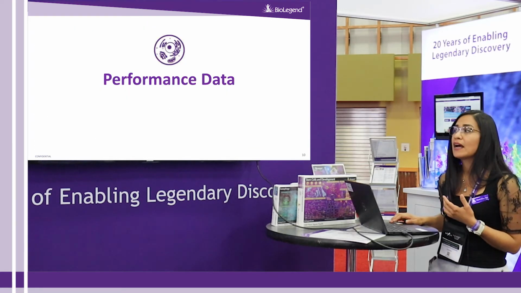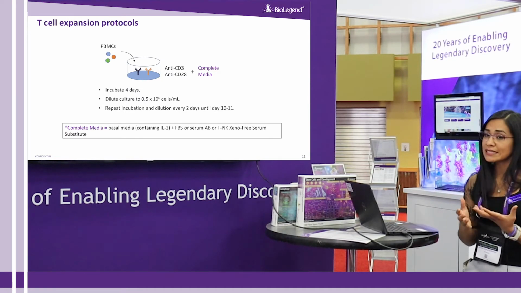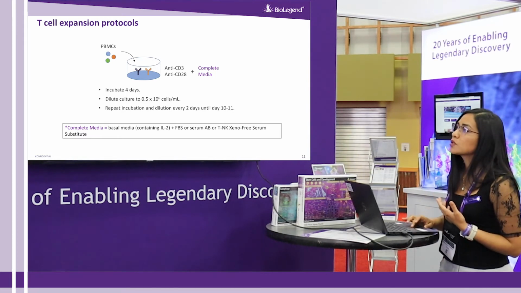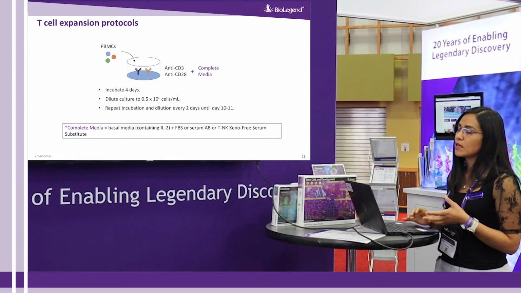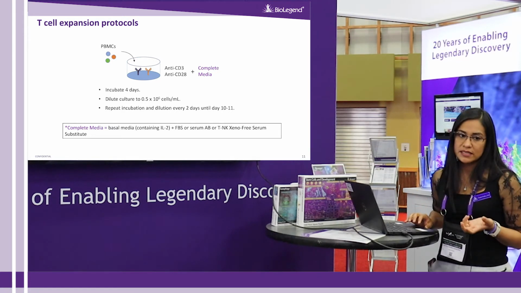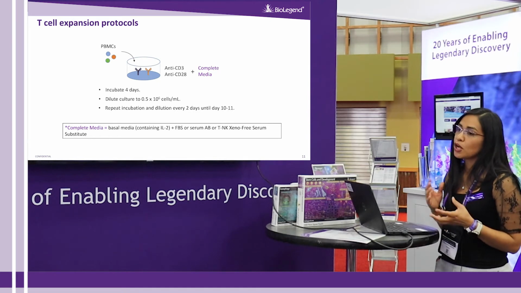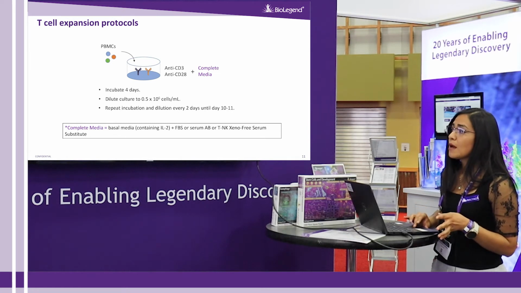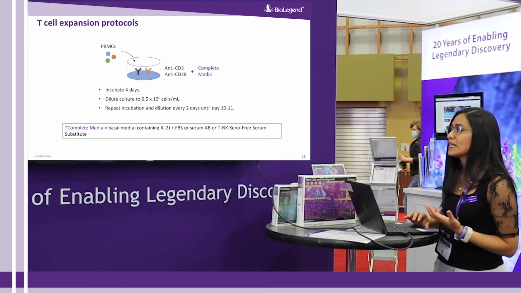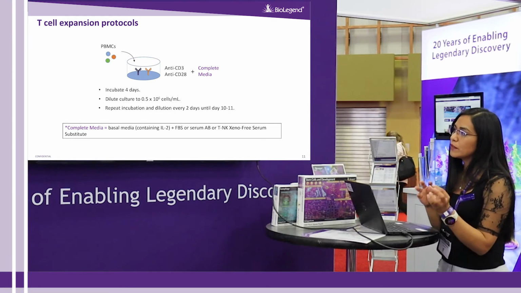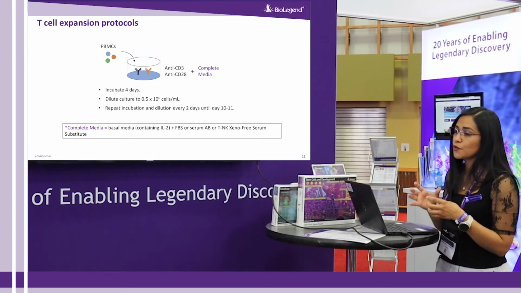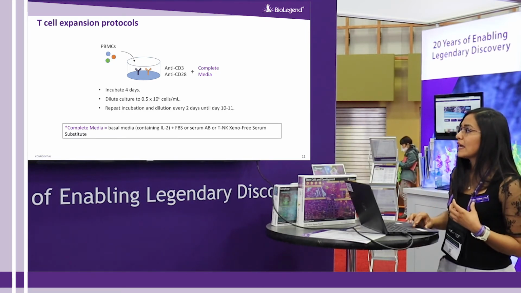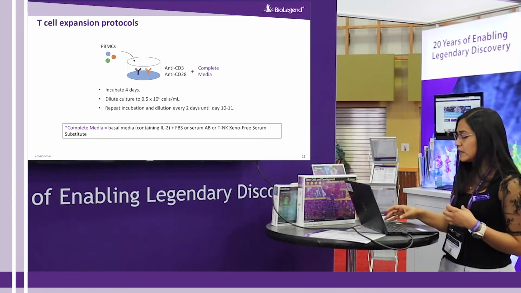So now I'm going to show you how our product performs. In order to test this product, we have used PBMC-derived T cells. So we isolate the PBMCs and we culture them in plates coated with anti-CD3 and anti-CD28. And then we culture them in complete media. This complete media is going to be base media. In this case, we use IMDM plus IL-2 to induce the proliferation of the cells. And we are going to have different conditions. One where we use fetal bovine serum, another one where we use the AB serum, the human one, and another one where we are testing our serum substitute.